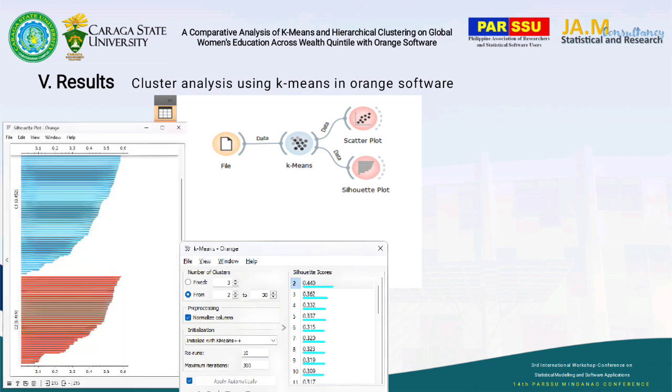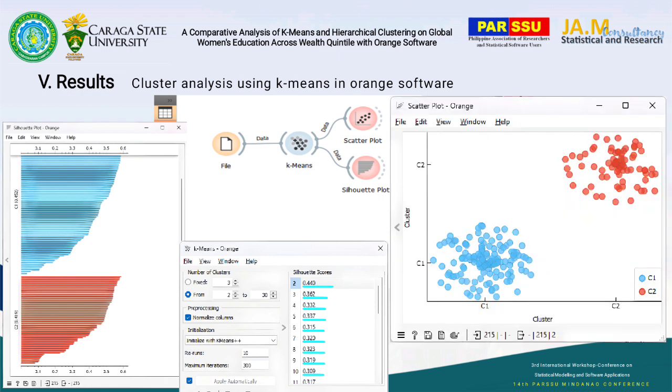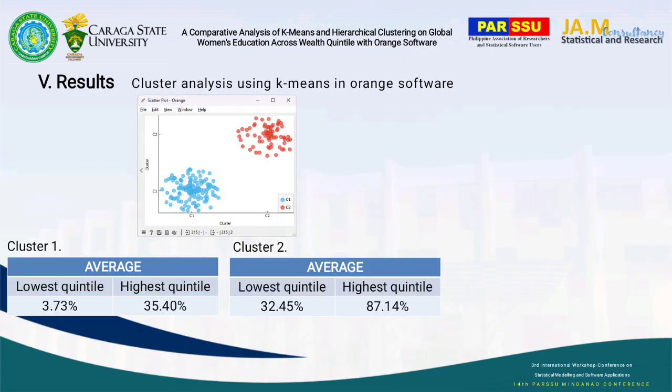A positive score indicates that the object is well matched to its own cluster. A negative score suggests that the object may be assigned to the wrong cluster. In our case, we don't have negative scores. It suggests good clustering. We can also observe the clustering in a scatter plot. The separation between clusters suggests that the data was successfully divided into two distinct groups.